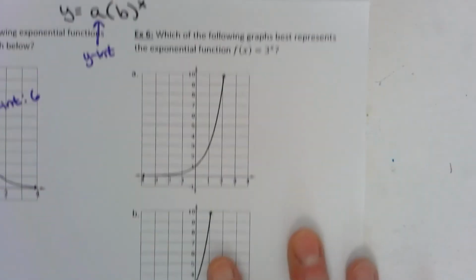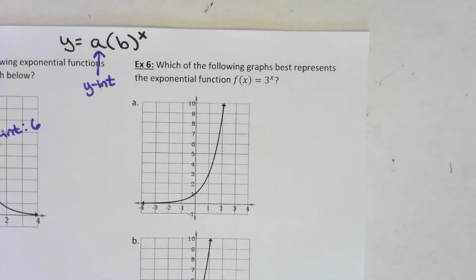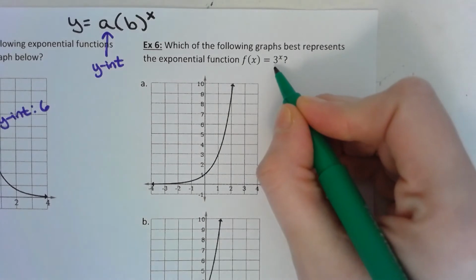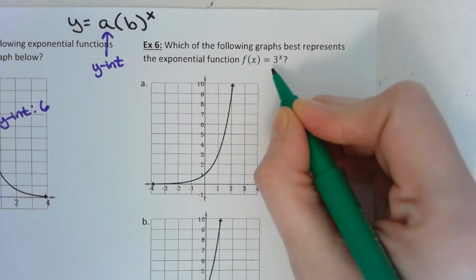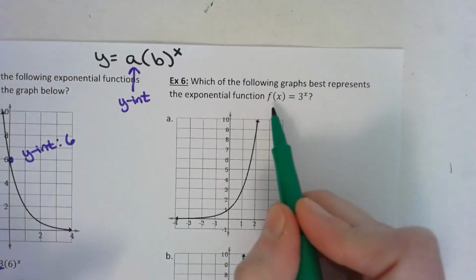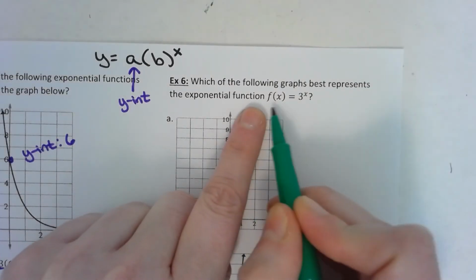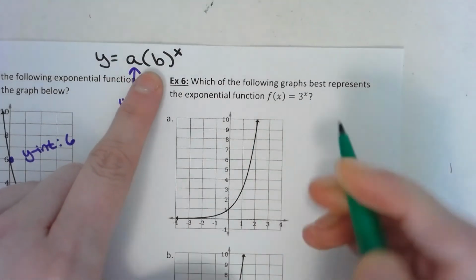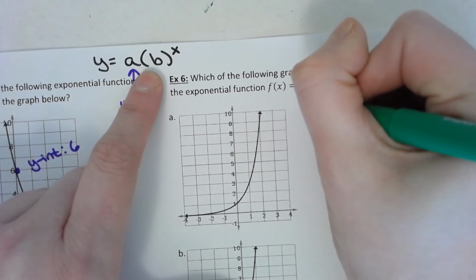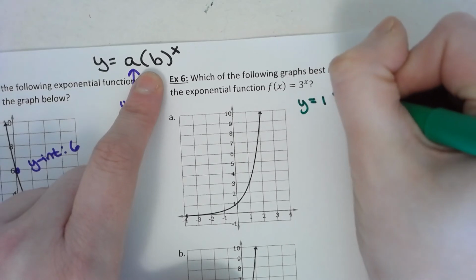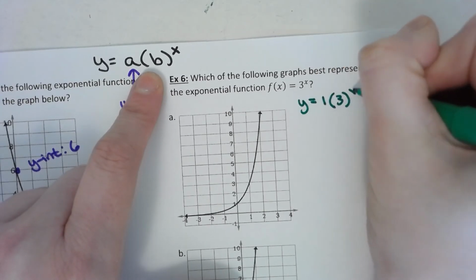Last example, number 6. Which of the following graphs best represents the exponential function f of x equals 3 to the x power? A very common mistake on this problem, people think the y-intercept is 3. It's not. The y-intercept is actually 1. And the reason why is that this function is not actually written in this format. If I was going to write it like this, it would be f of x or y, it doesn't really matter, but I would have a 1 on the outside, parentheses, 3 to the x power.